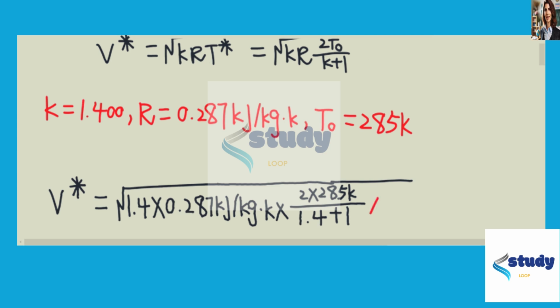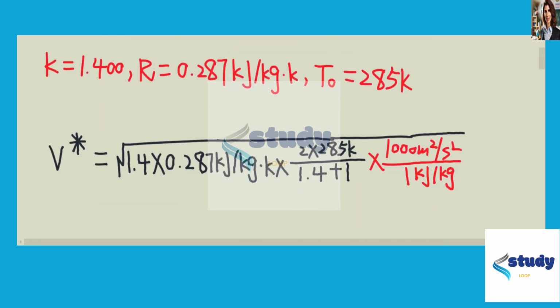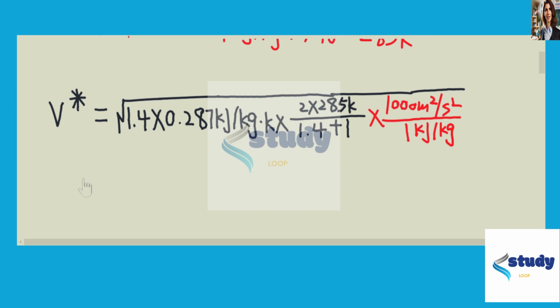And never forget to convert to meter squared per second squared under the square root. So I have 1,000 meter squared per second squared over 1 kilojoule per kilogram. Or you can just convert 0.287 kilojoule to 287 joule, so you multiply by 1,000, and you still get the same value. This will give us the velocity at the throat of about 309 meters per second.